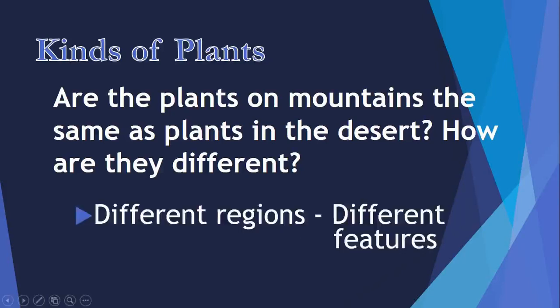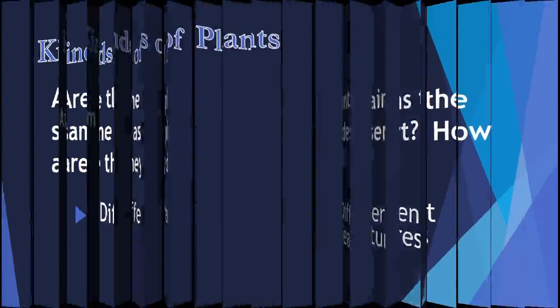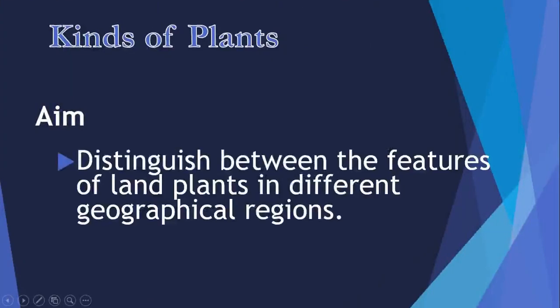Let's see. Plants in different regions like deserts, mountains, plains, and the seaside have different features. These features help them to survive in that region. Today we will observe some features of plants growing in different regions like mountains, rainforests, deserts, plains, and seacoasts. So, the aim is to distinguish between the features of land plants in different geographical regions.